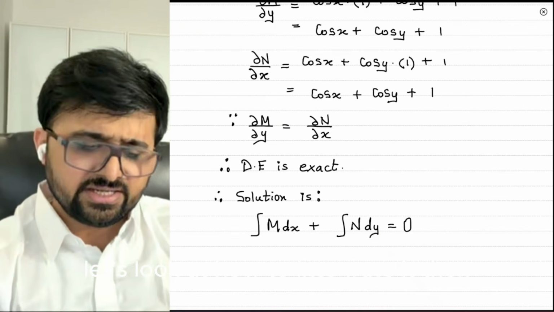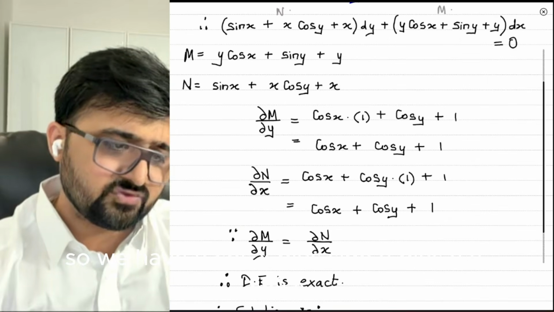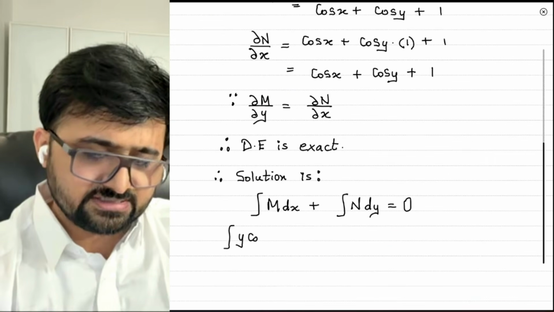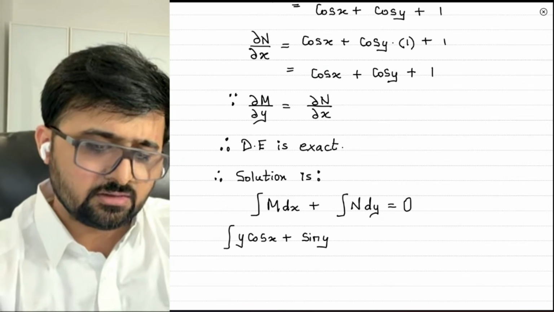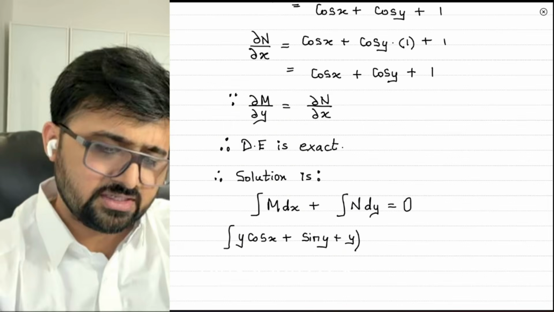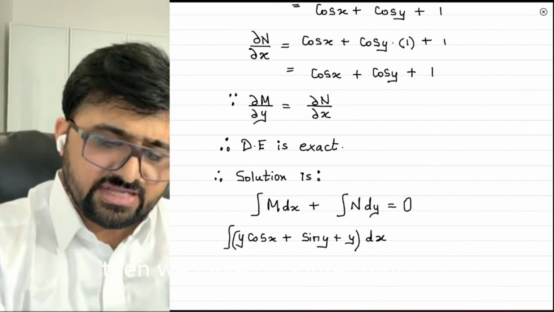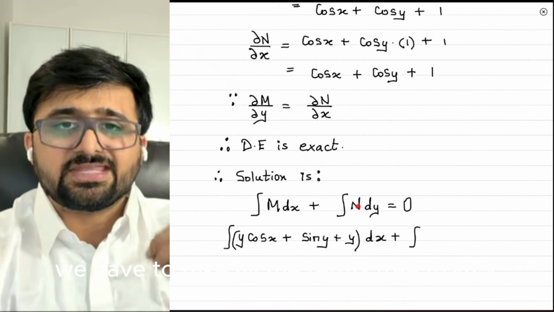Let's look at how to integrate it then. So we have integration. Let's substitute m. So we have y cos x plus sin y plus y, into dx. Then we have plus integration of, we have to take all the terms free from x.